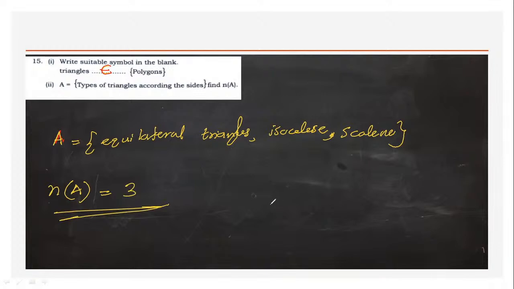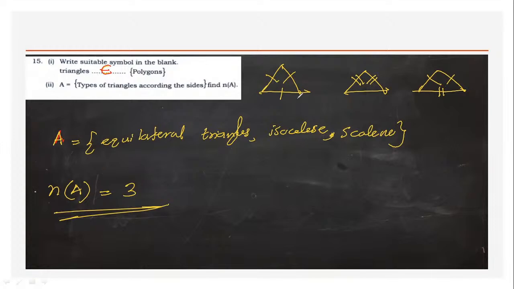Straightly we can write it, right? According to the sides, if all the sides are equal, we say equilateral triangle. If 2 sides of the triangle are equal, we say isosceles. If all the sides are unequal, we say scalene triangle. So there are 3. So n(A) equals 3. Now if someone doesn't know about this, I have explained it to him or her. Then it's okay, only this answer is sufficient. No need to write this.